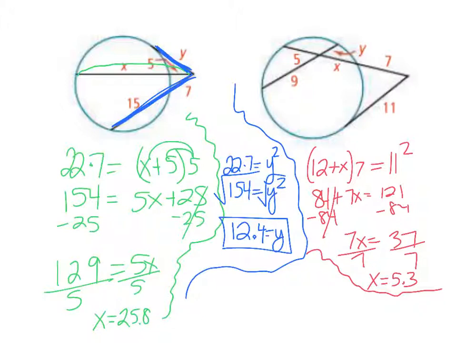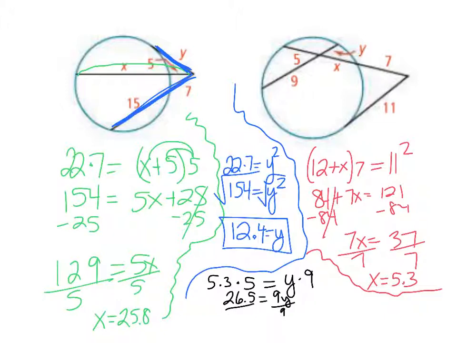Okie doke. We have y, which is this little segment here. And on this one, I think what I'm going to do is I'm going to be using the 2 chords intersecting on the interior, and ignore this 7 and 11. That's not part of it. I'm going to stop it right here, and I'm going to say x times 5 equals y times 9. But I happen to know what x is now, so I'm not going to really say x. I'm going to say 5.3. So 5.3 times 5 equals, going the other direction, y times 9. So 5.3 times 5 is 26.5 equals 9y.